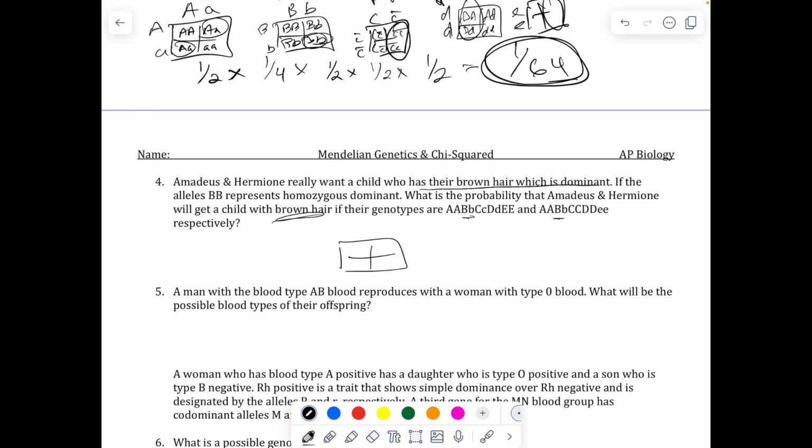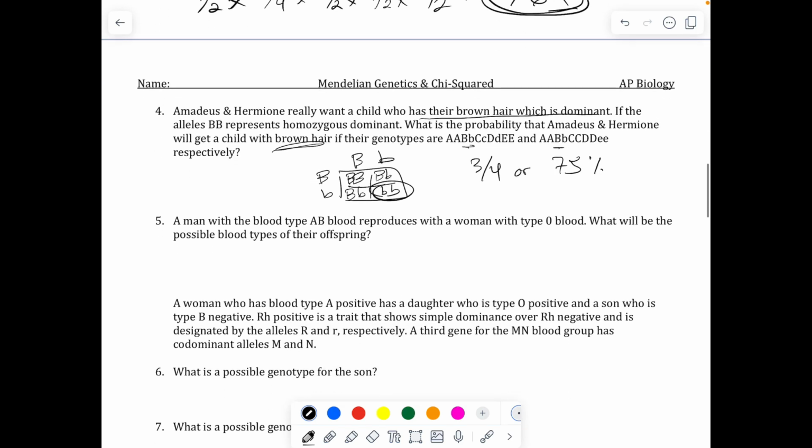So when you set this up, you only have to do the B's because that is the only gene that codes for brown hair in this case. And only this one's not brown hair. So it's 3/4, or there's a 75% chance.